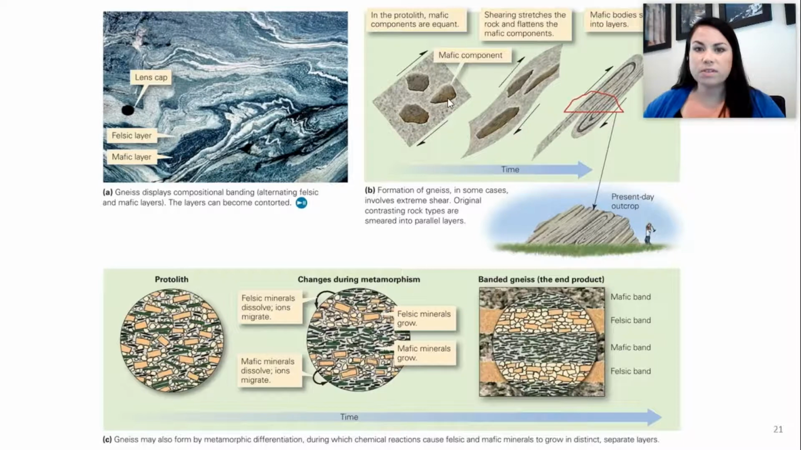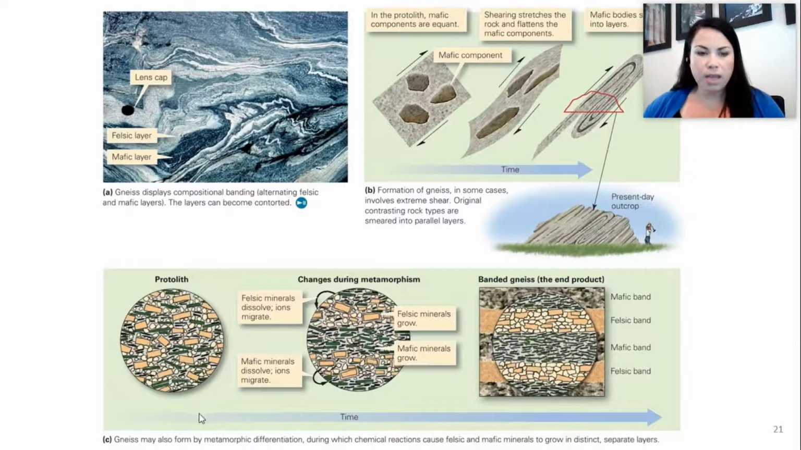And these once darker looking mafic components here are then stretched and elongated. And this is how we see some of those very distinct foliation patterns on a larger scale.